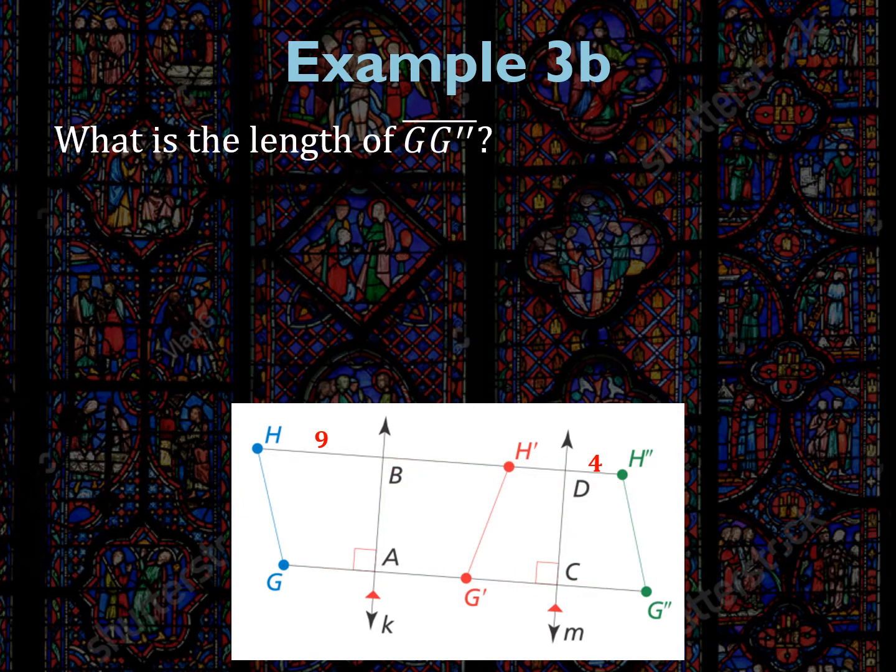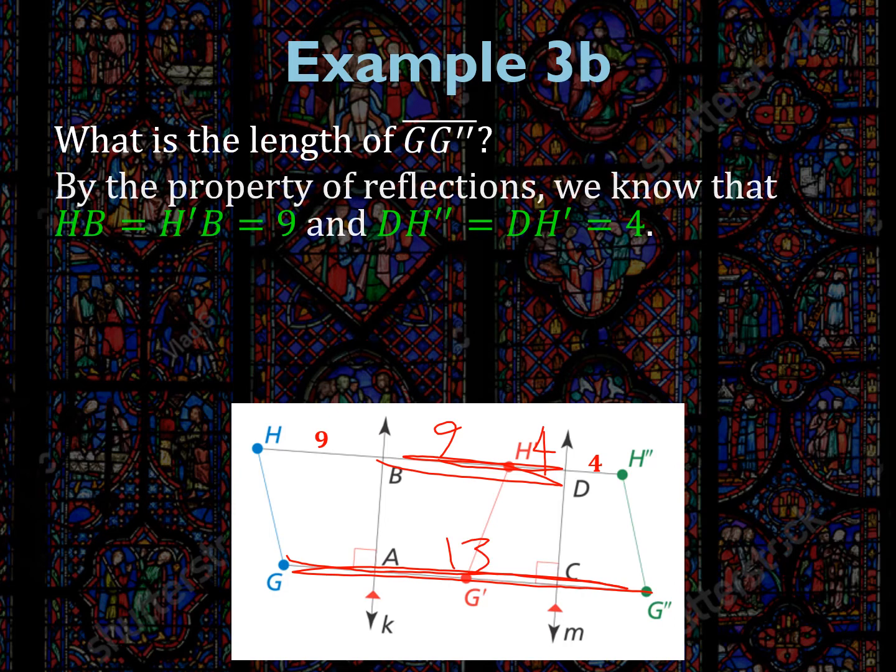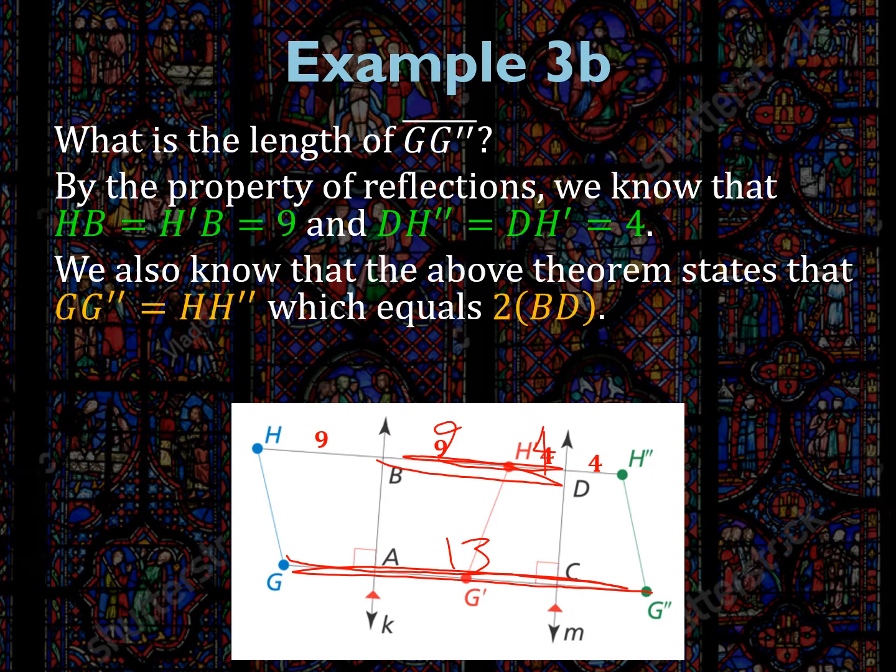3c, what is the length of G double prime? So how long is this whole thing here? And remember, it is twice the length of the distance in between the 2 lines. So we said that BH prime was 9. We know this is 4, so this whole thing is 13, which means the length of the entire segment has got to be 2 times 13, or 26 units.